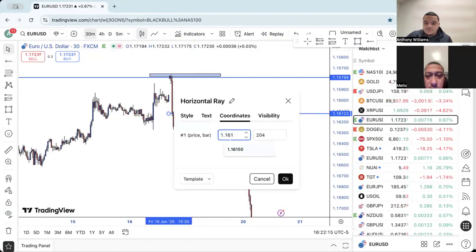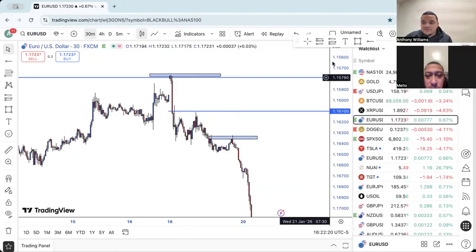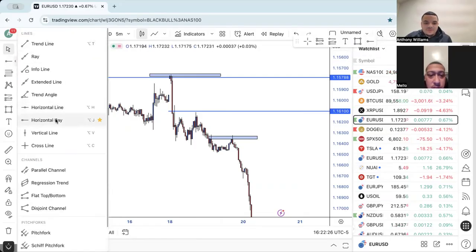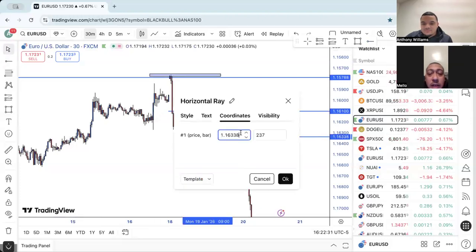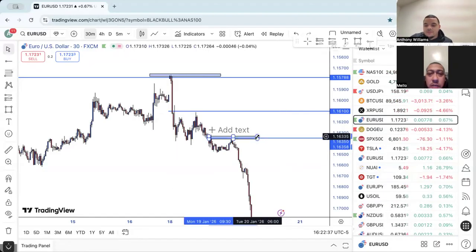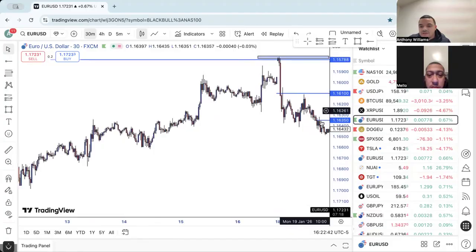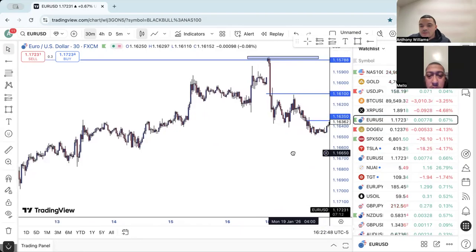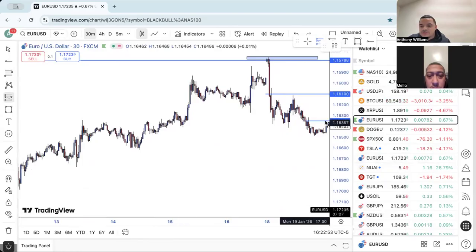So all you're doing is waiting. Let me take this away. Oh, and this line, my bad, it's a horizontal ray. So all you do is come over here and use the horizontal ray. That's how we lock in our price points and everything. That's just the area that I'm looking at. So I have to wait for the candles to come back to this blue line, and when it comes back, that's when I'll say, okay, this is when I'm gonna get in my trade. This is just a short position.